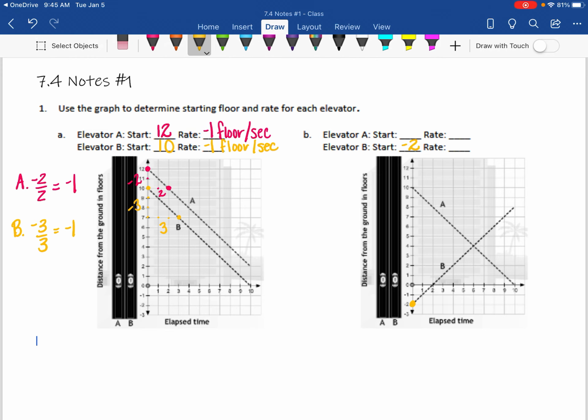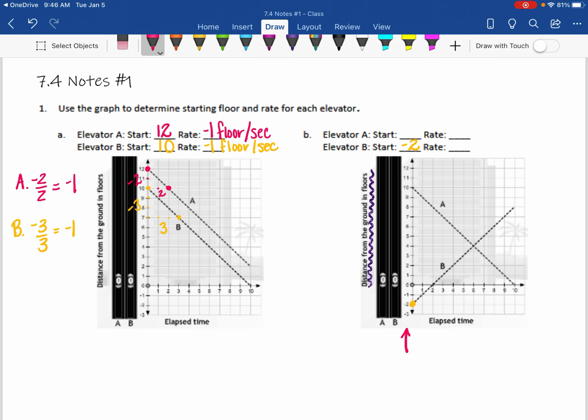What does that mean? So if you remember back to Terrence and the skateboard, we didn't have any negative numbers on our X or our Y axis. Our X-axis was measuring time and our Y-axis was measuring distance from the motion detector. Well, it makes sense that there wouldn't be any negative time. Same in this example, but we have negative distance now. So looking at our labels, the y-axis is measuring the distance from the ground in floors. So if your distance from the ground in floors is -2, what does that mean?